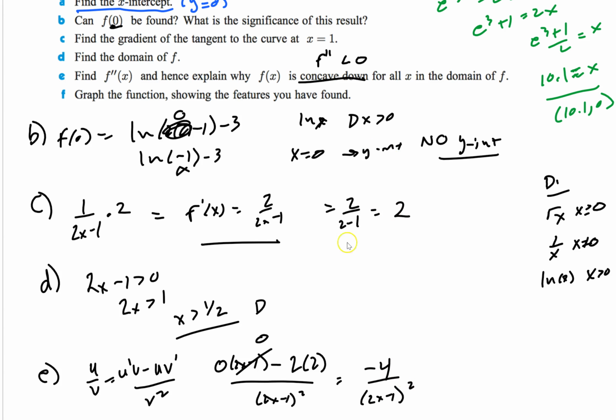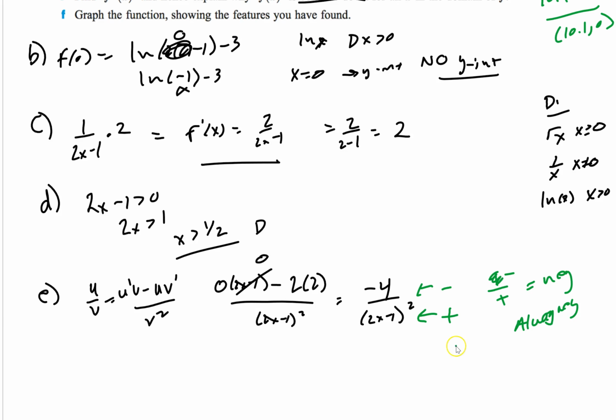Now again, we have to show why this is always negative. Look at the bottom here. It's squared, and squares are always positive no matter what. So this is always positive. And look at the top. It's a negative. And a negative over a positive is always negative. So this is always negative, and since it's always negative, we know it's concave down for all x greater than 1/2, which is our domain.